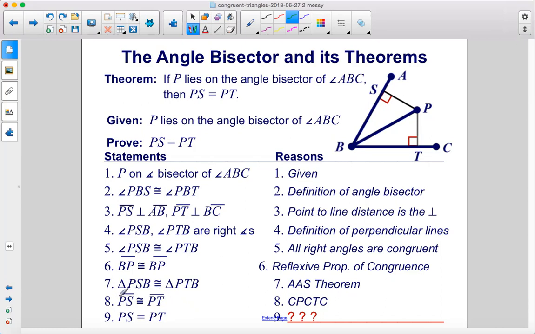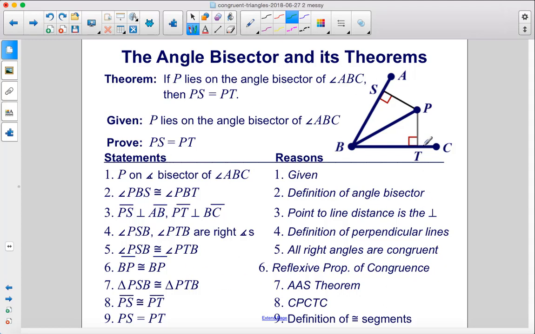And since they are congruent segments, that means they have equal lengths because that's the definition of congruent segments. Here is the full proof.